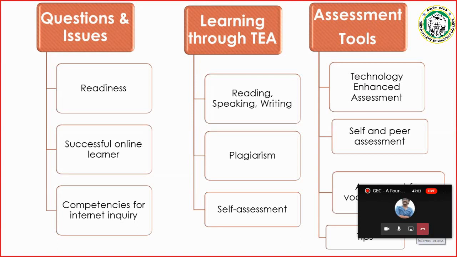This is the outline of my presentation. I'll be speaking about three major aspects of online assessment today. I'll address some major questions and issues, and talk about technology-enhanced assessment, learning through technology-enhanced assessment, and some assessment tools, and there will be some tips for you.